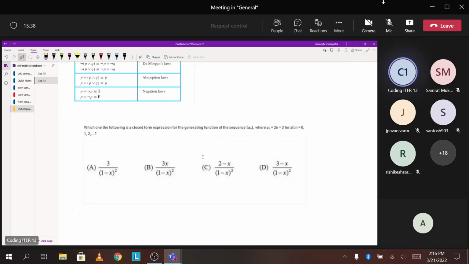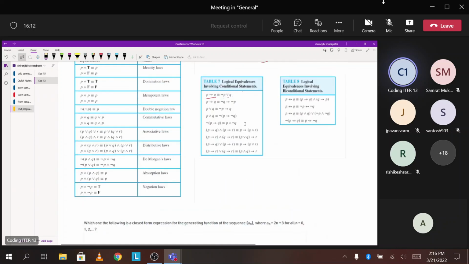Which one of the following is a closed form expression for the generating function of the sequence an, where an equals 2n plus 3 for all n greater than or equal to 0? Okay, these are all the GATE questions, different year GATE questions. So be focused so that it will be helpful for you for placements also, and eventually when you appear for the GATE or anything, this type of thing will be helpful for you.